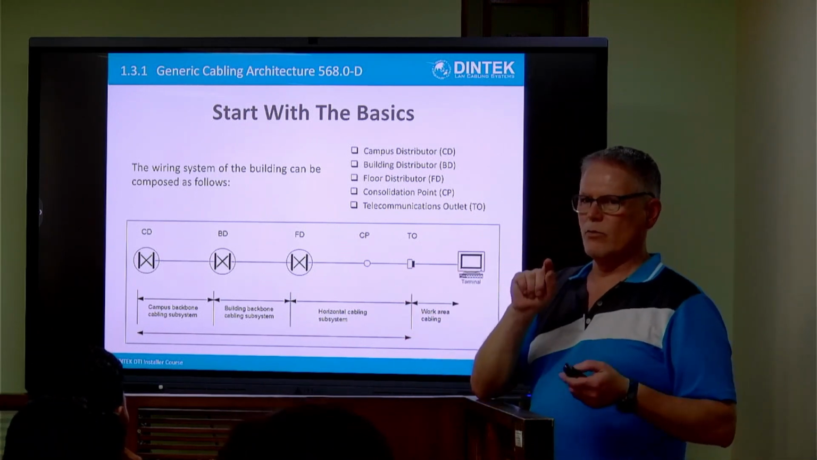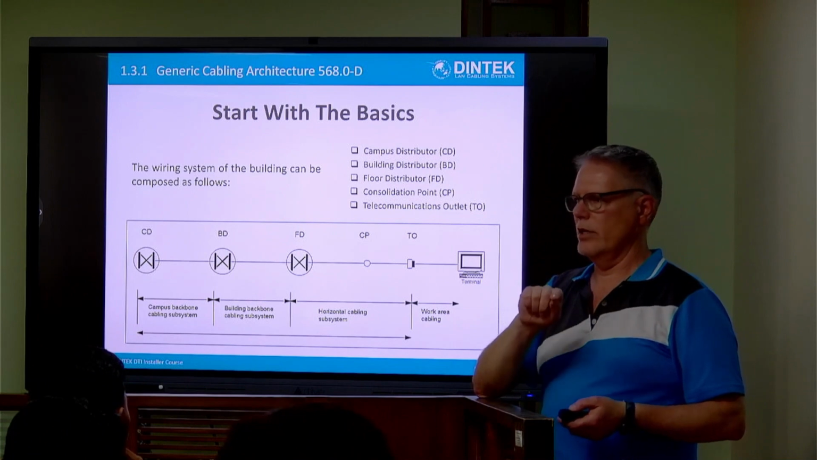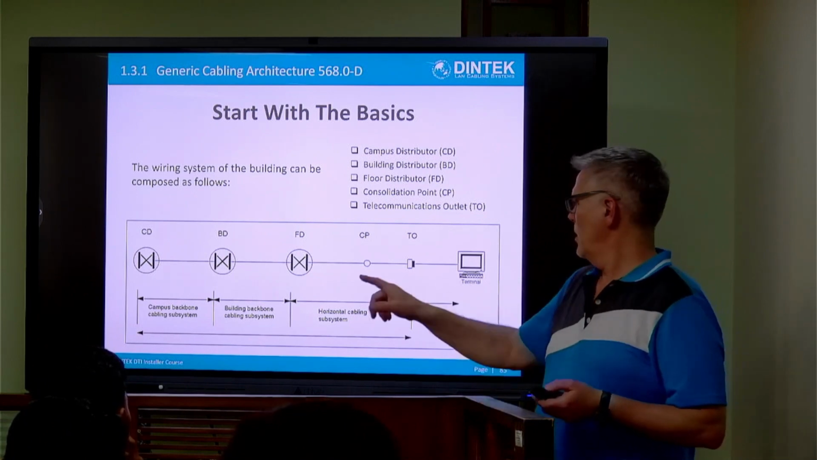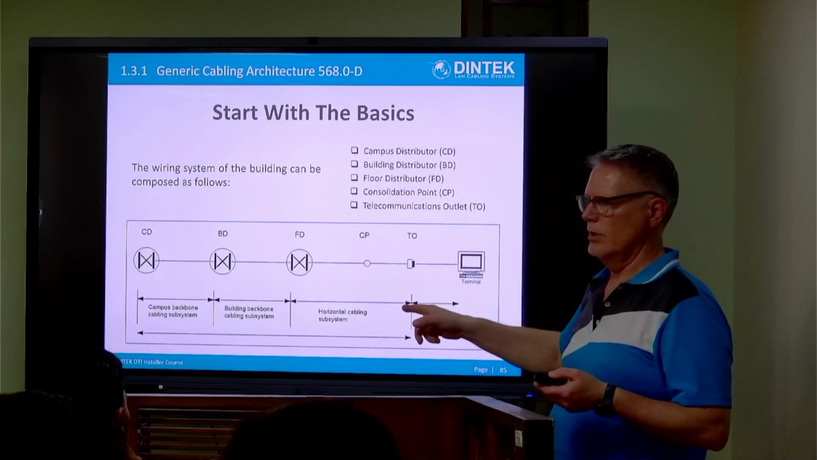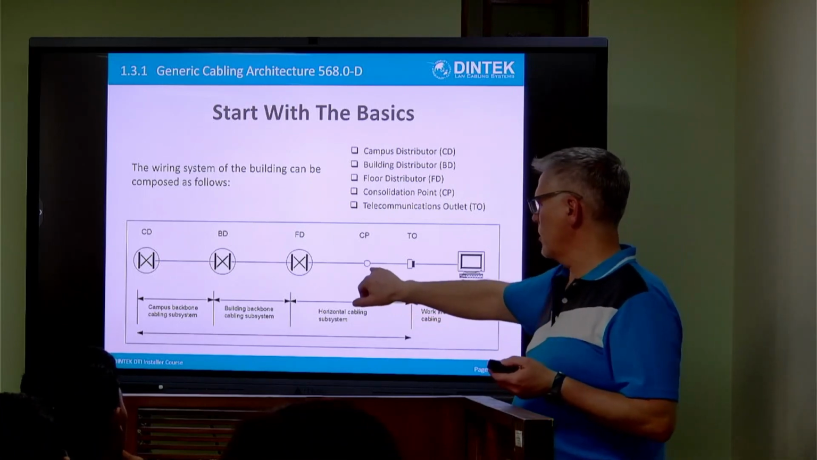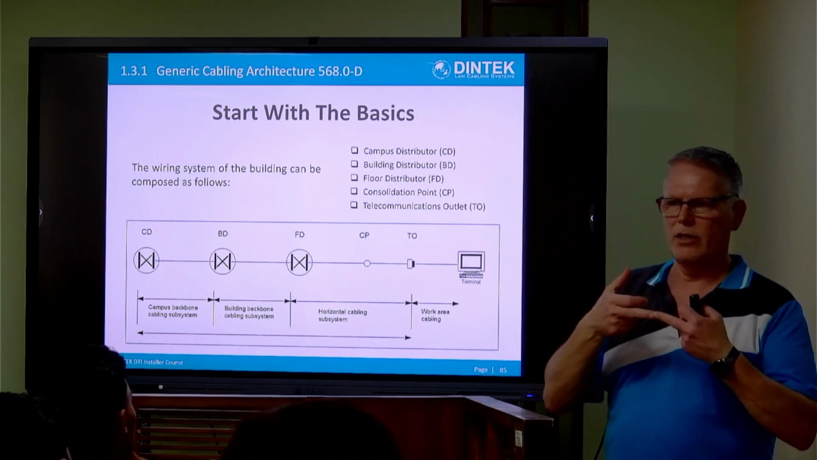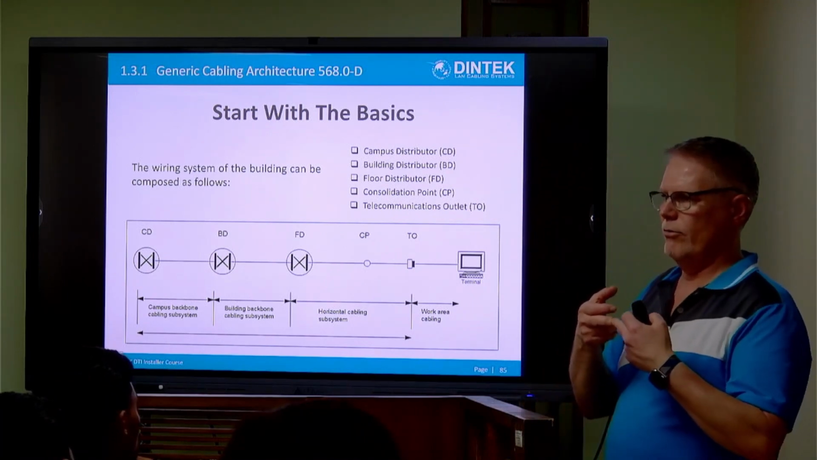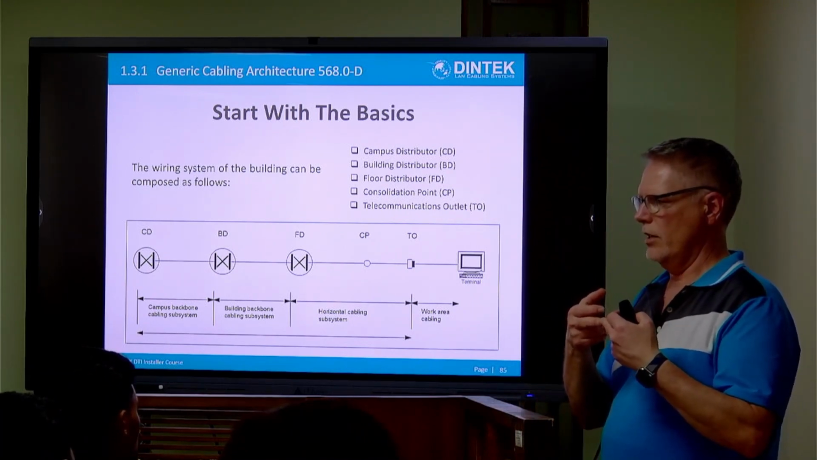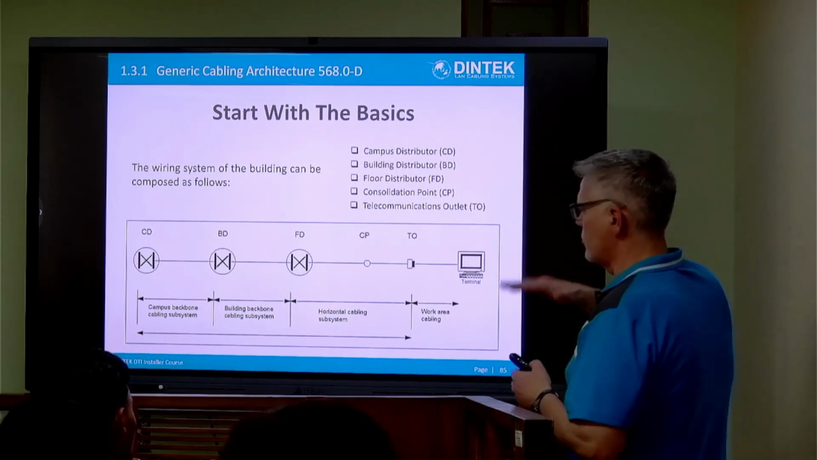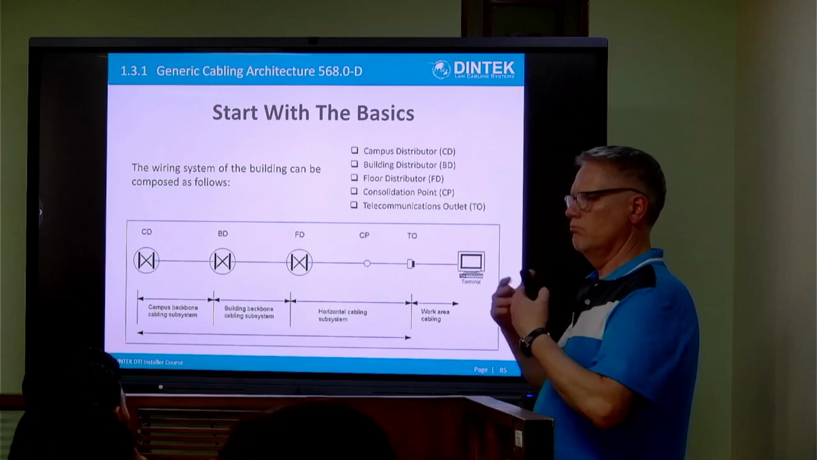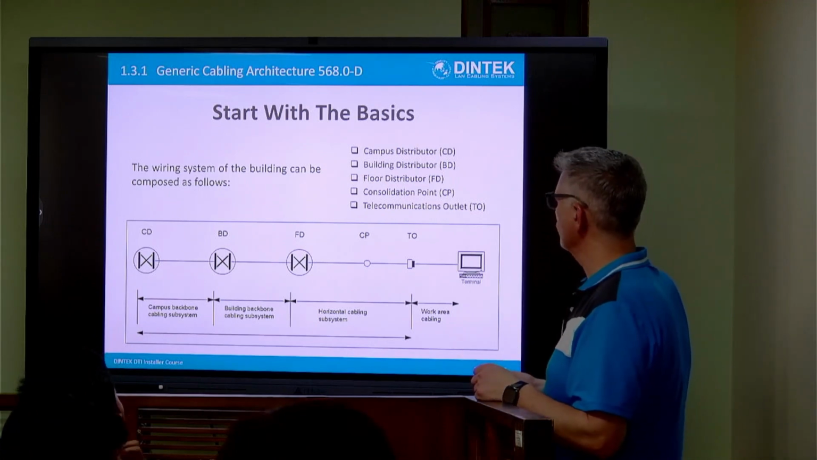One thing to always remember though is you can only have one consolidation point in this link. You can't have multiple consolidation points. The reason for that is each time you have a physical break in the cable, you're going to have return loss and reflections at that connection. So you increase return loss each time, so you have to try and keep that down as low as possible.